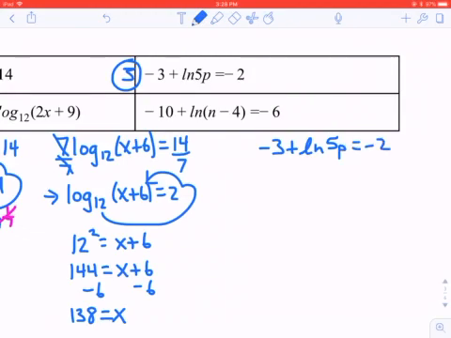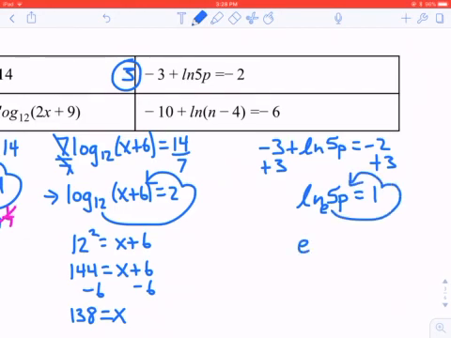So I would want to first get the natural log of 5p by itself. So I'm going to add the 3. And I get natural log of 5p equals 1. Then I need to rewrite it in exponential form. So I need my little base that's understood to be an e. So e to the first power equals 5p.